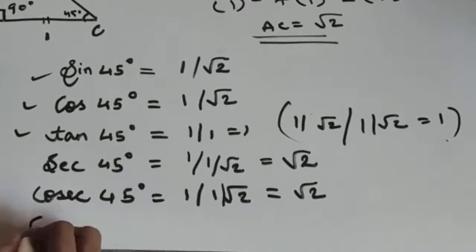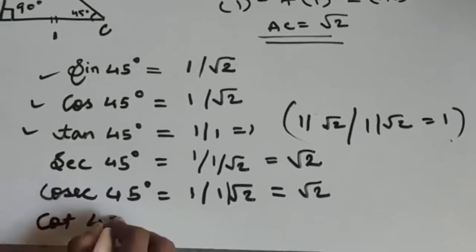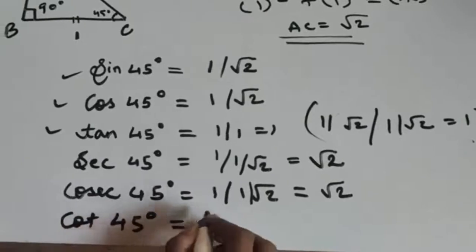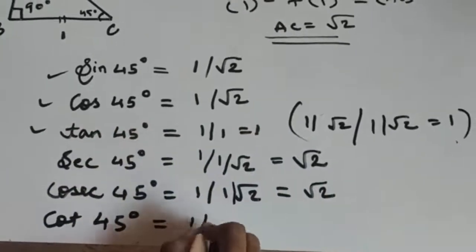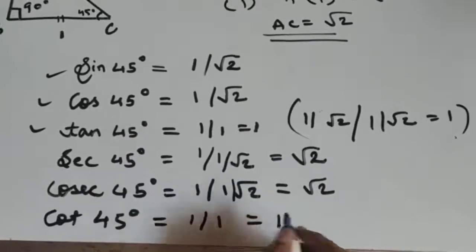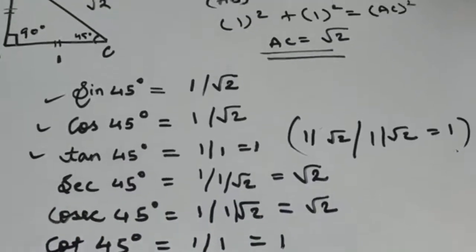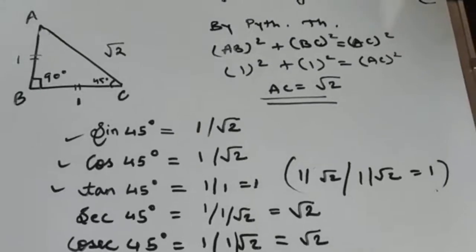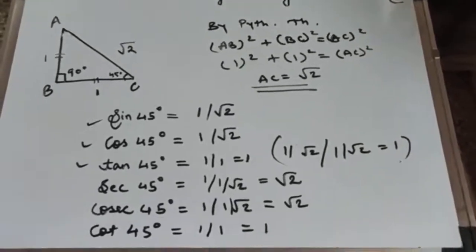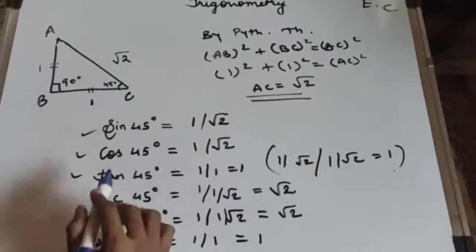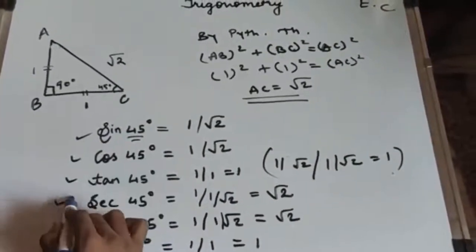Similarly, cot 45 degree will be the reciprocal of tan. We have the value of tan as 1, so its reciprocal will remain the same, that is 1. So, understood how we derived the values for our trigonometric ratios sine, cos, tan, sec, cosec and cot at 45 degree angle? Understood, guys?